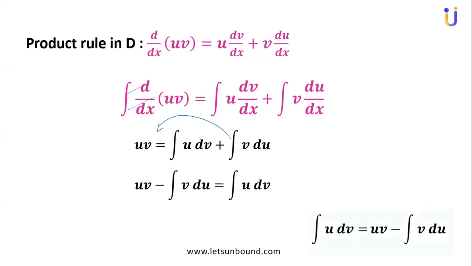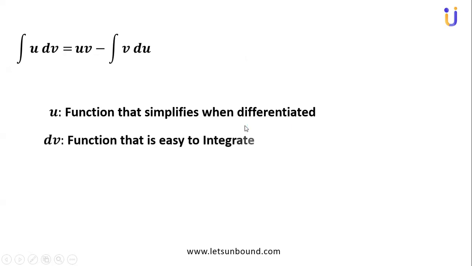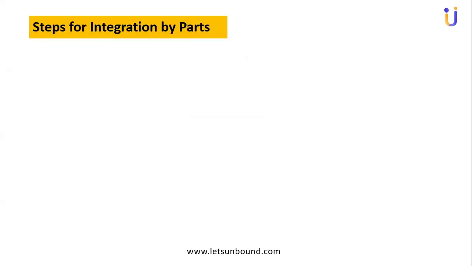So, this is the by parts rule, right? Integral u dv equals uv minus integral v du. Let's see an example. So u means what? u is a function that simplifies when you differentiate it. dv is a function that is easy to integrate. That is how you will choose u and dv.